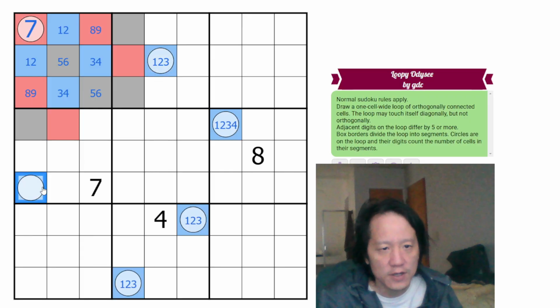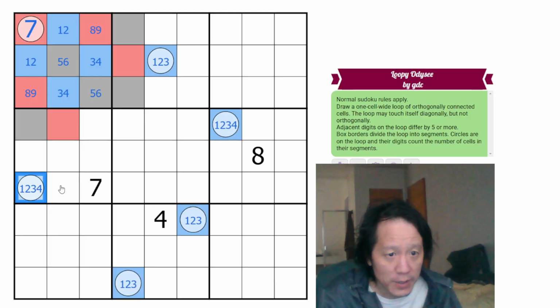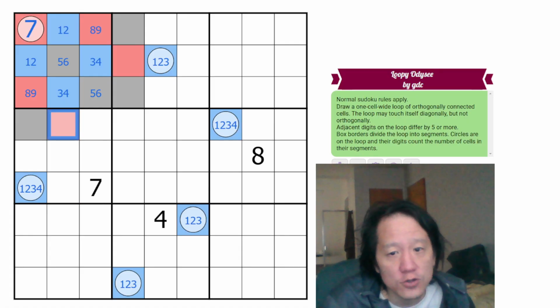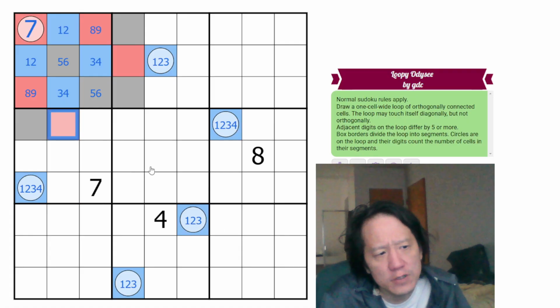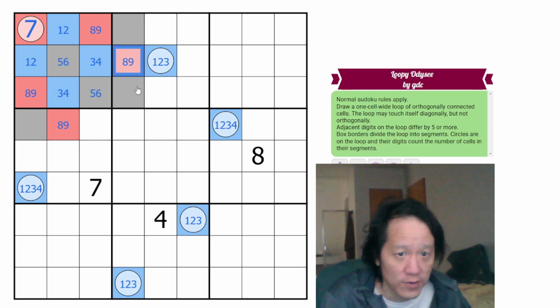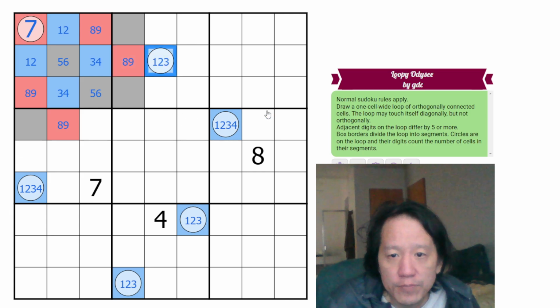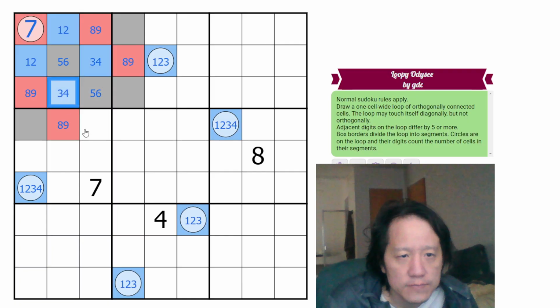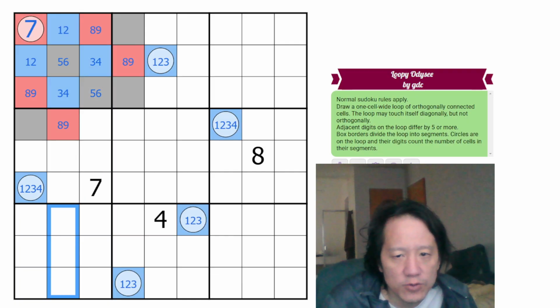Also, the 4 is here. This is 1, 2, 3, and it could be 4, because it could be here and here. So that's possible. This is on the loop. It has to be 8 or 9 because it's next to a 3 or 4. This is 8 or 9 because it's next to a 3 or 4. Let's see. So this cannot be that way. 7 has to be one of these two.